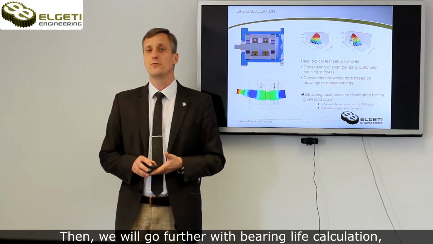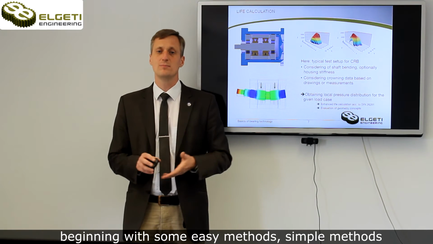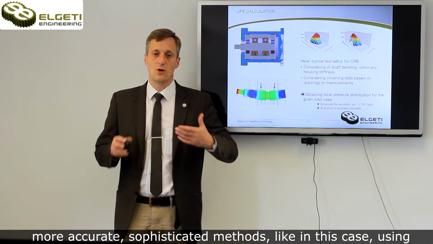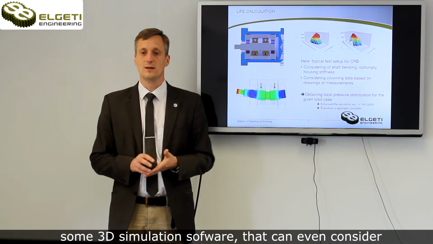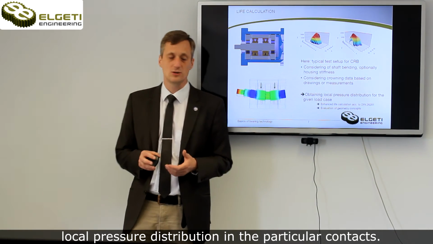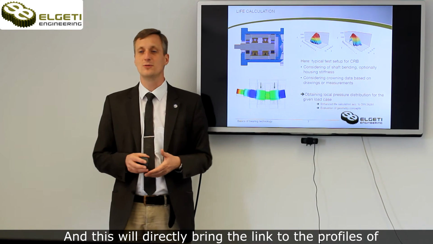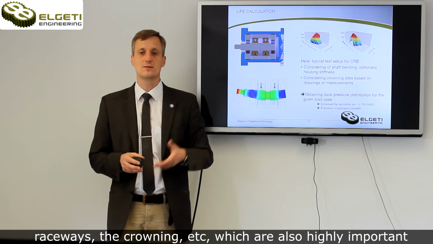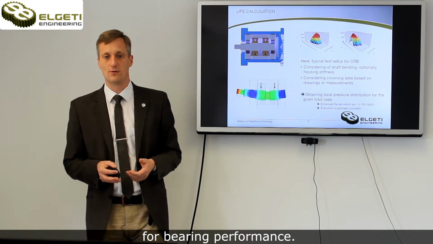Then we will go further with bearing life calculation, beginning with some easy, simple methods for bearing life calculation, but also showing some more accurate, sophisticated methods, like in this case using some 3D simulation software that can even consider local pressure distribution in the particular contacts, and this will directly bring the link to the profiles of raceways, the crowning, etc., which are also highly important for bearing performance.